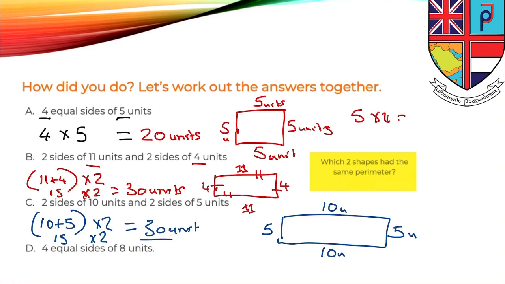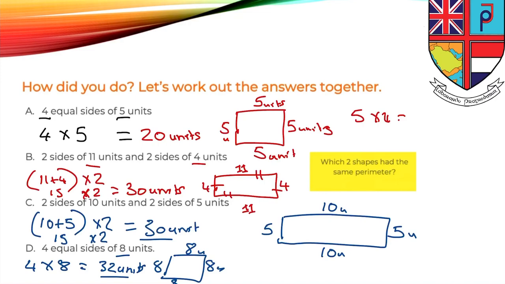So let's go to D. D, 4 equal sides of 8 units. So if it's 4 equal sides, we know that all sides in a square are equal. Good. So we've got 8, 8, 8, and 8, all units. Okay, so basically we need 4, 8 times. And what's 4 times 8? We all know our times tables. It's 32 units. Okay, excellent. Hope you got these.